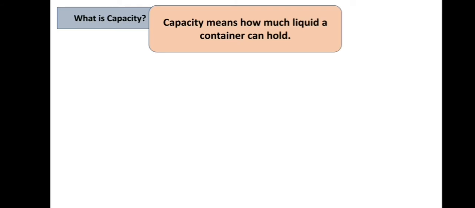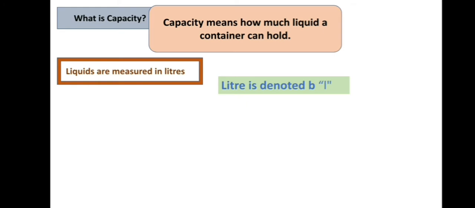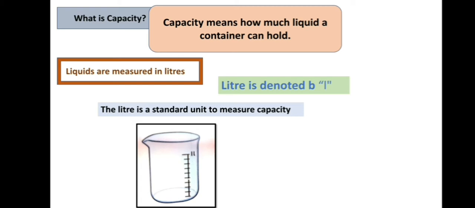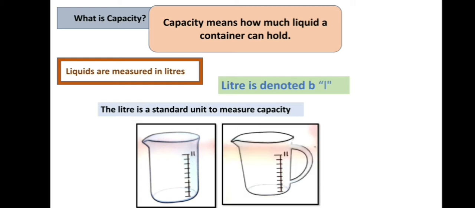What is capacity? Capacity means how much liquid a container can hold. Liquids are measured in liters, and liter is denoted by small l. The liter is a standard unit to measure capacity. Look at these containers. Both the containers have capacity to hold 1 liter of liquid.